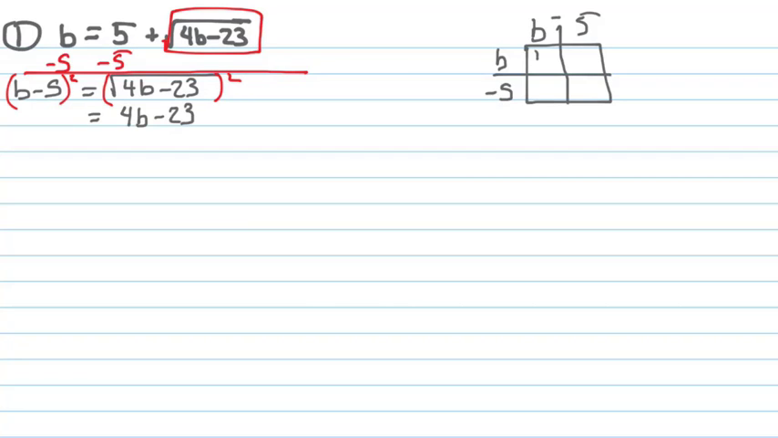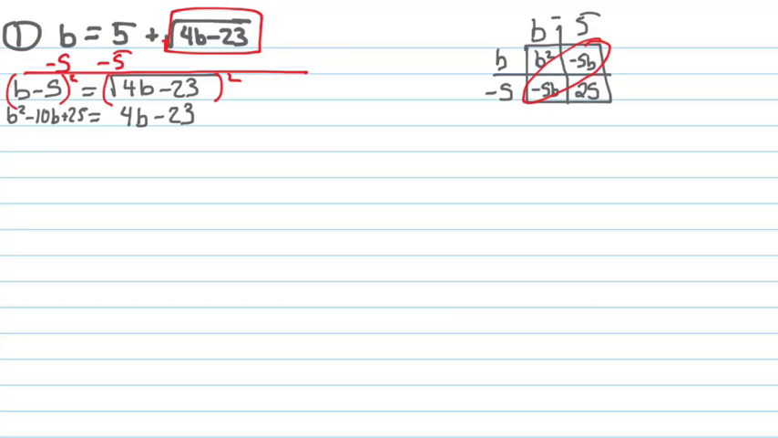And so b times b is b squared. B times negative 5 is negative 5b. B times negative 5 is a negative 5b. Negative 5 times negative 5 is a positive 25. You combine what can combine. And so that means that when we come back over here on the side, we have b squared minus 10b plus 25.